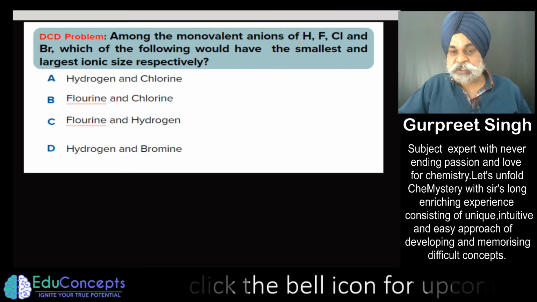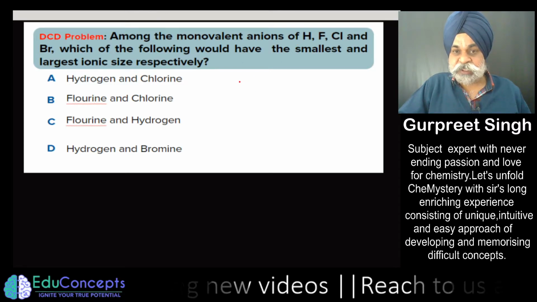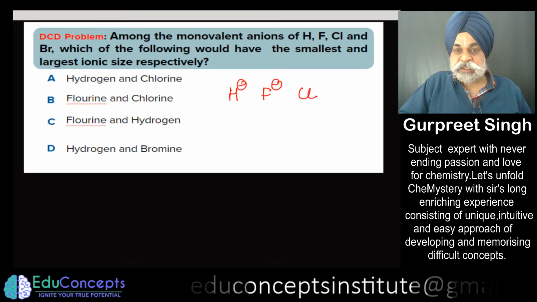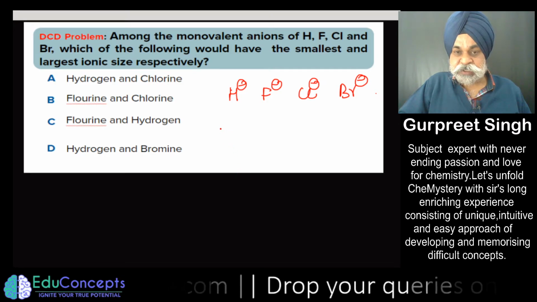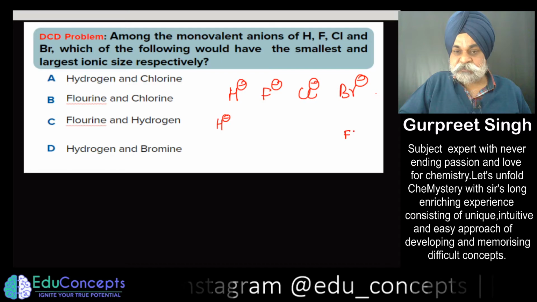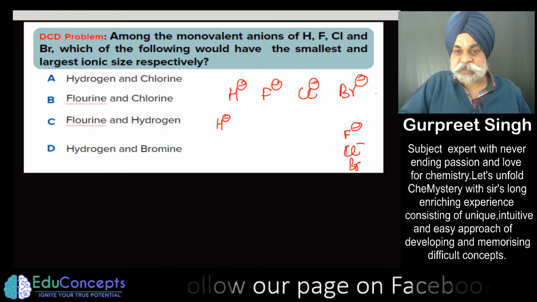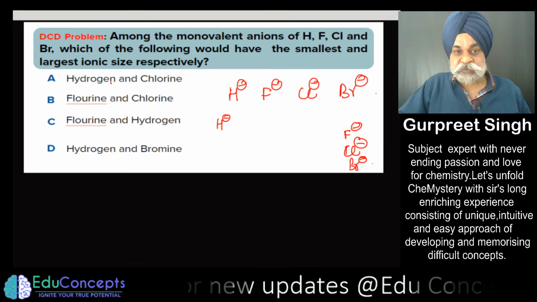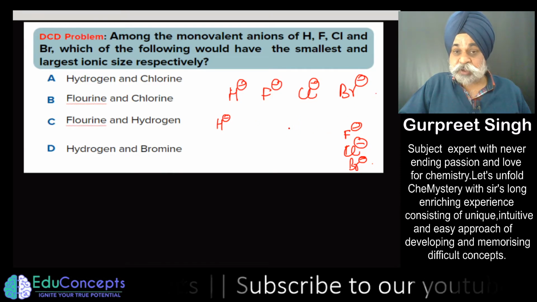So here also there is a small piece of information retained in it. First I will write what is being asked. The species are H negative, F negative, Cl negative, Br negative. If I place them in the periodic table, hydrogen would be somewhere here, fluorine somewhere here, and down the group it goes Cl negative, Br negative. So this is quite a tricky question, because if you talk of all of these, it seems like we have to decide which would have the smallest size.